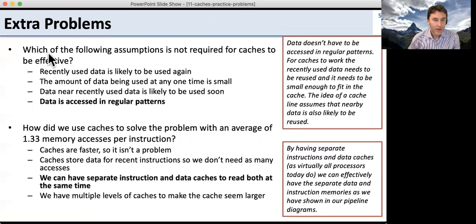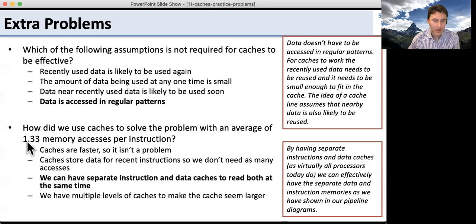Okay. So which of the following assumptions is not required for caches to be effective? We don't have to access data in regular patterns. As long as it's recently used data that's used again, we don't have too much data so it'll fit, and data nearby, so it's in the same cache line is used, caches will work great, but caches can do basically whatever pattern you want.